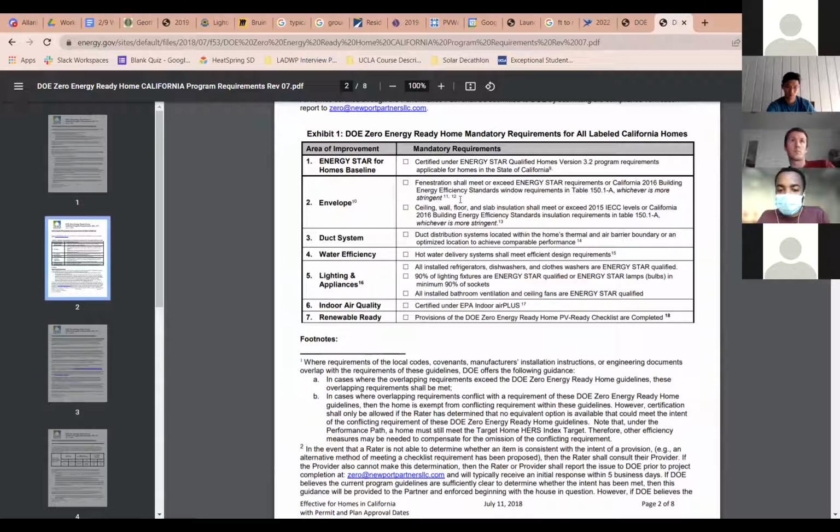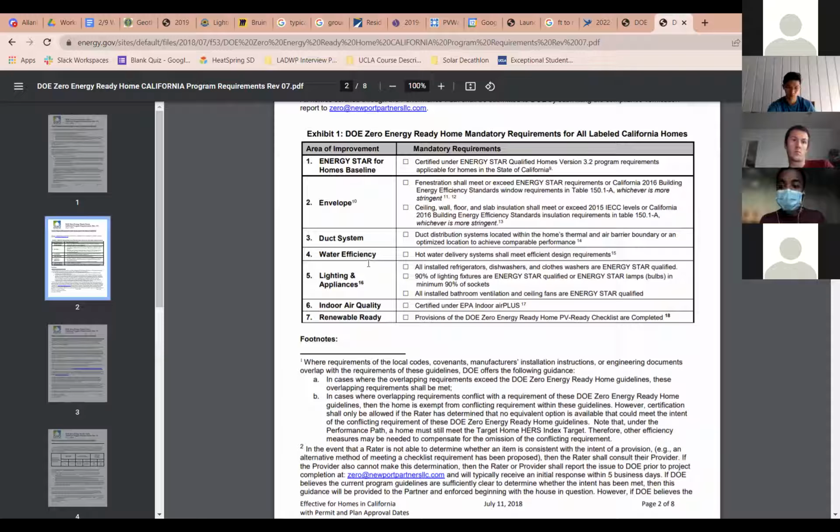It gives kind of footnotes regarding the fenestration, you know, the windows and everything, ceiling, wall, floor, slab, insulation, and things of that nature, right? And then obviously like these other areas, you know, we in engineering B are gonna look into to make sure that we abide by that.